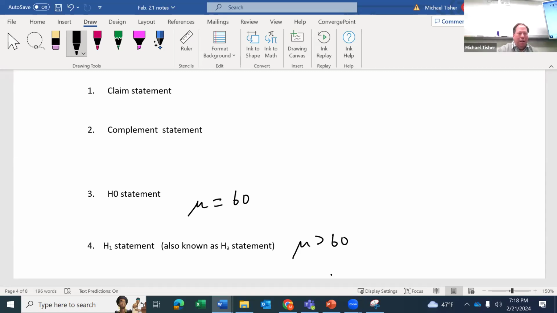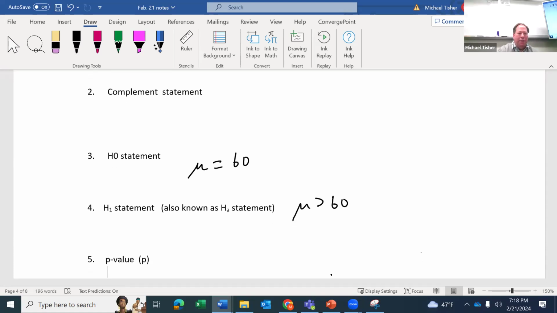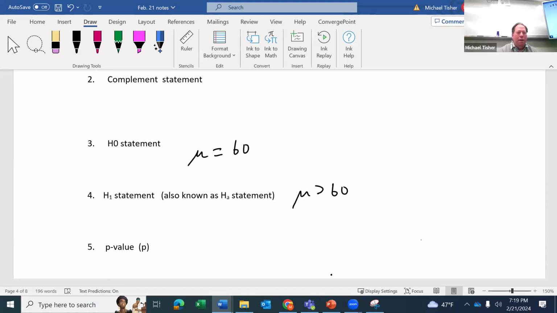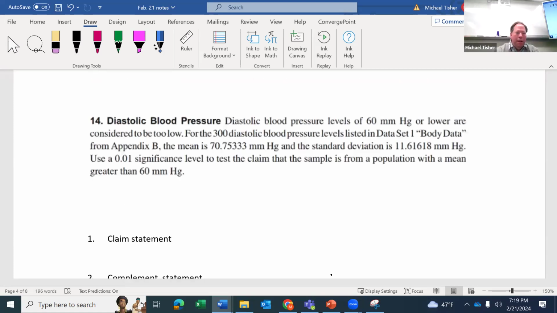Okay, now once you get that, the rest of this is StatCrunch. So let's all go to StatCrunch and put in these numbers, and I'll try to help you along with that.